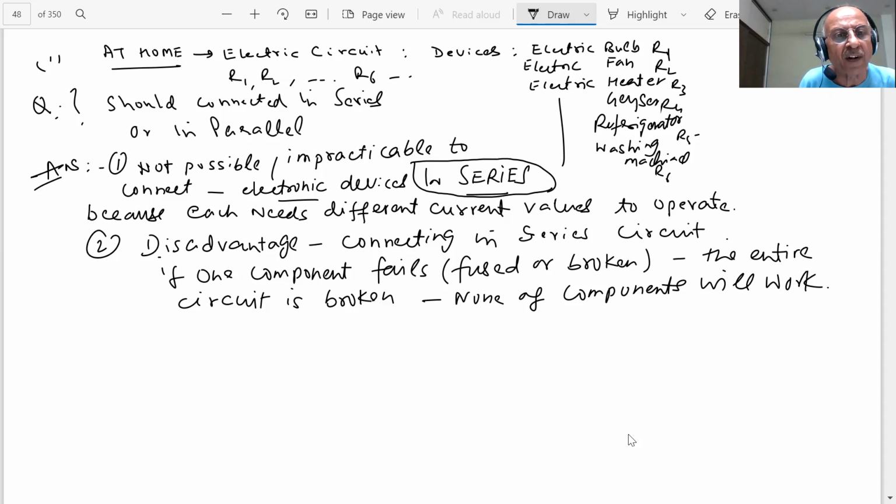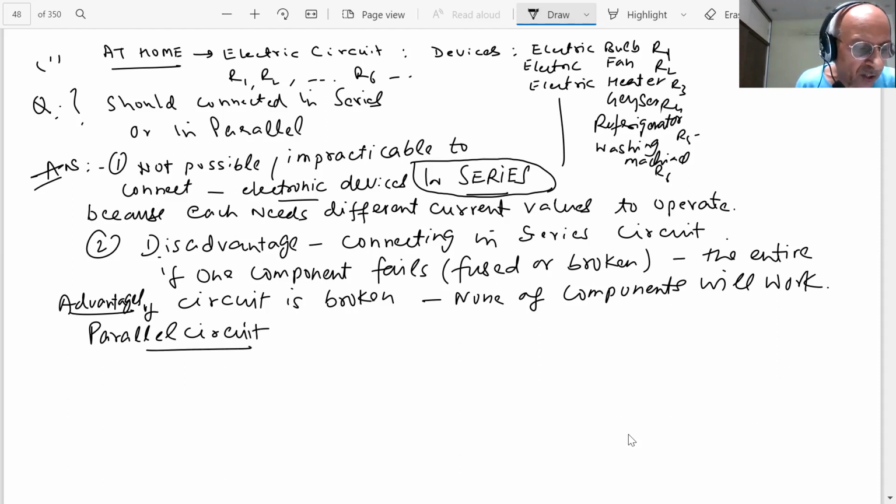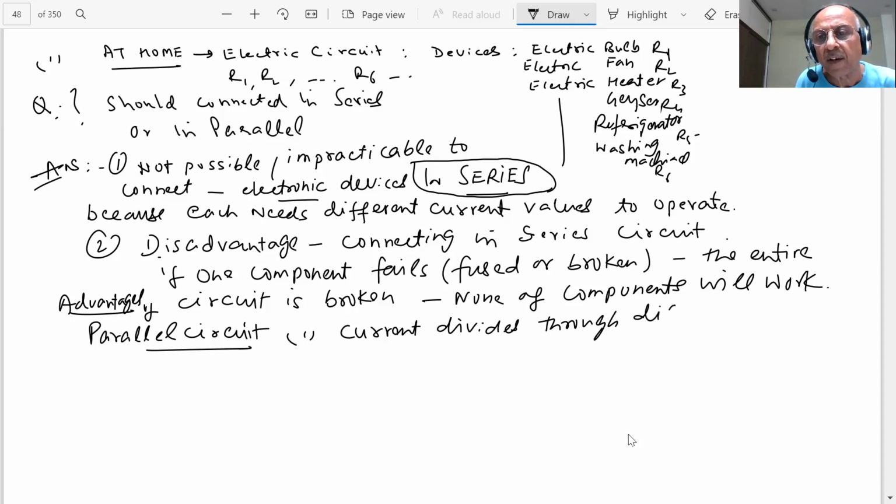Parallel circuit has advantages. Advantages of parallel circuit, student. Now you know the parallel circuit. Current divides through different electrical gadgets, because different electrical gadgets need different currents. Okay?